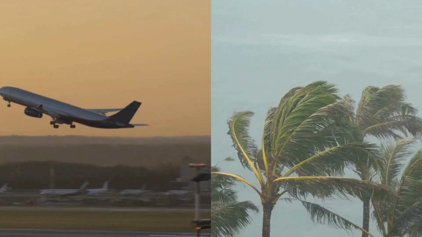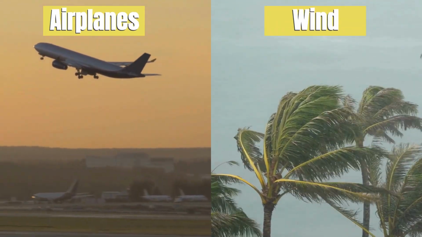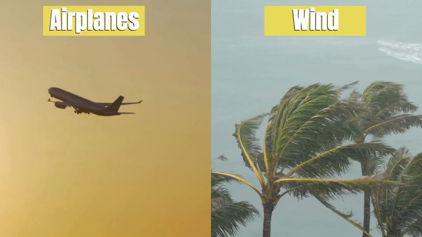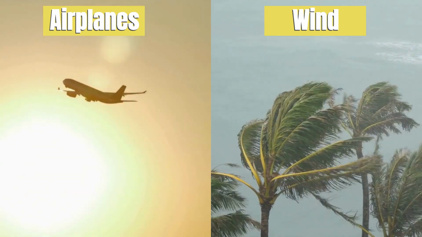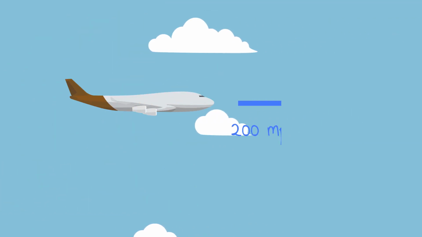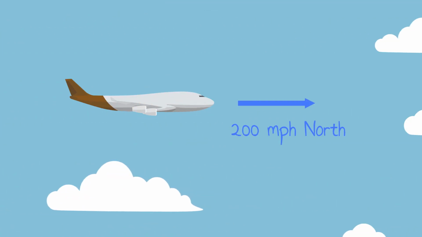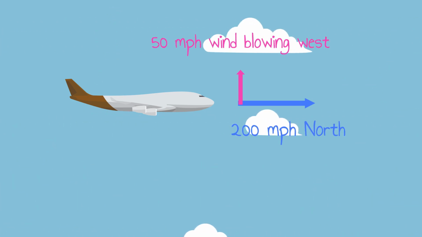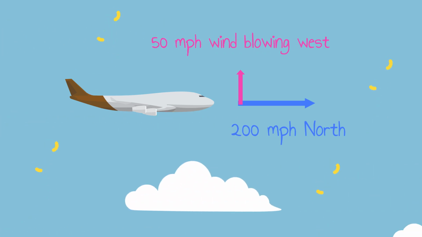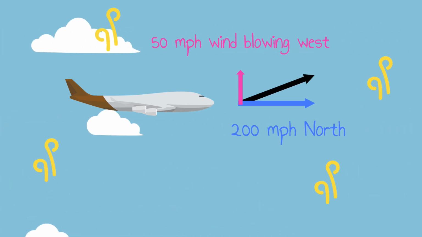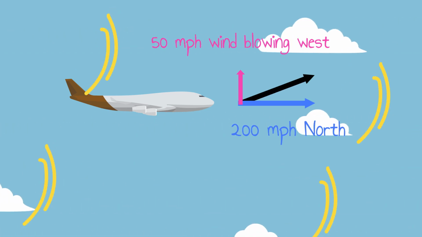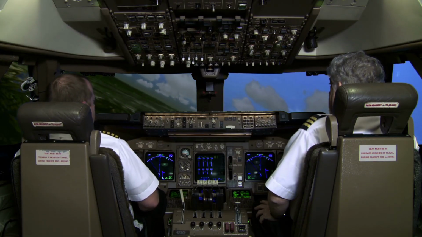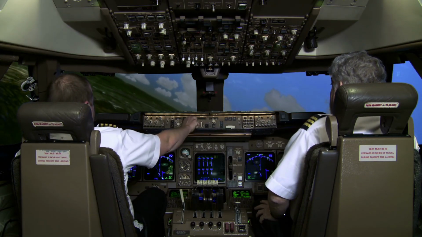Real life example: airplanes and wind. Ever wonder why pilots care so much about wind, speed, and direction? It's because vectors rule the skies. Suppose a plane flies at 200 miles per hour north, but encounters a 50 mile per hour wind blowing west. The plane's true velocity relative to the ground is found by adding the velocity vectors. It ends up moving diagonally. Using vector addition, pilots know how to adjust their path to reach their destination accurately.